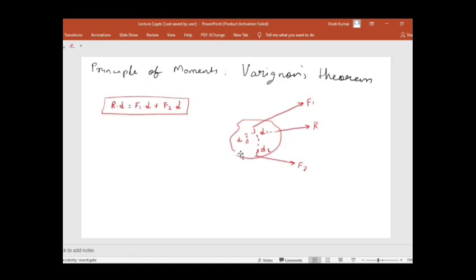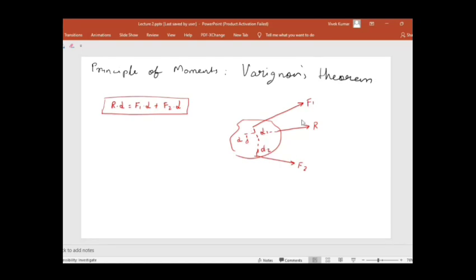Next, principle of moment, or it can also be called Varignon's theorem, right? Varignon's theorem क्या बोलती है हमें कि summation of moments of individual forces is equals to the moment of its resultant about the same point.